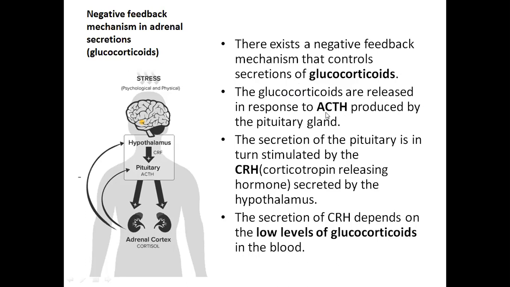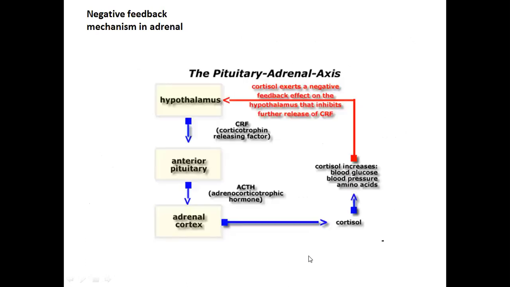For the production of the pituitary ACTH, there should be secretion of corticotropin releasing hormone by the hypothalamus. So whenever there is requirement of the glucocorticoids, the hypothalamus releases CRH, and CRH acts on the anterior pituitary releasing ACTH. This in turn acts on the adrenal cortex releasing the glucocorticoids. This flowchart you can see.